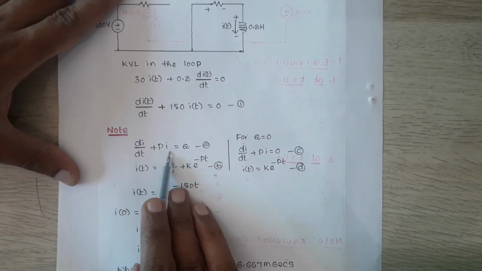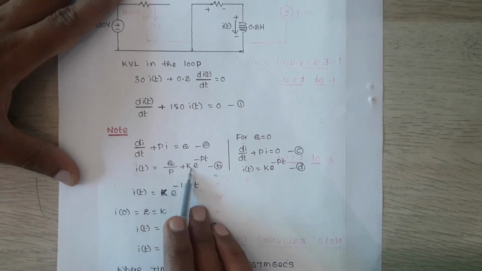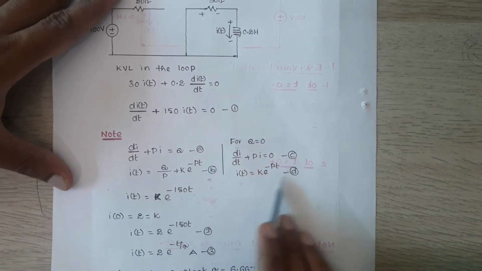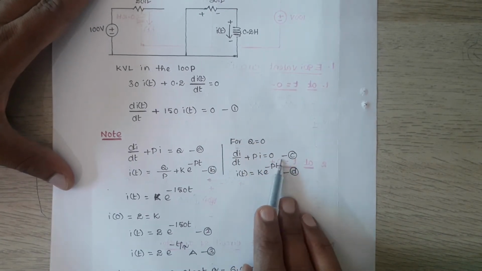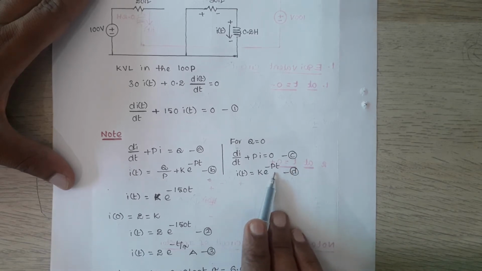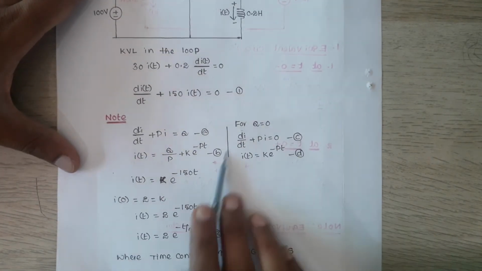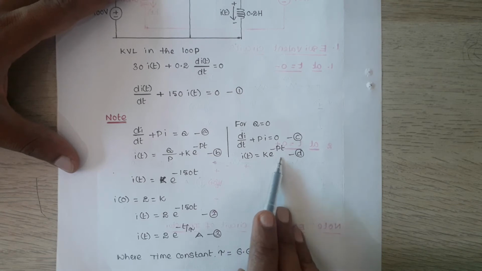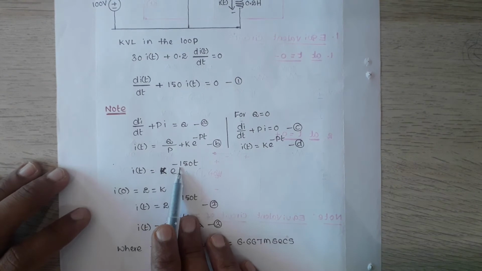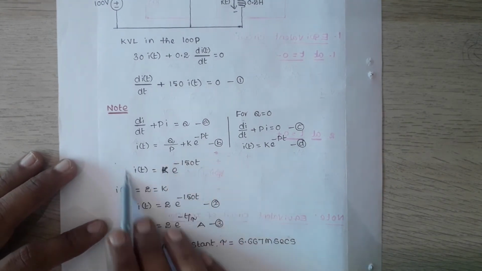For di by dt plus p i equal to q, I of t equal to q by p plus k into e power minus pt. For q equal to 0, the homogeneous equation di by dt plus p i equal to 0, the solution is I of t equal to k into e power minus pt. Here p is 150, q is 0. So I of t equal to k into e power minus 150t. But this is not the complete solution.